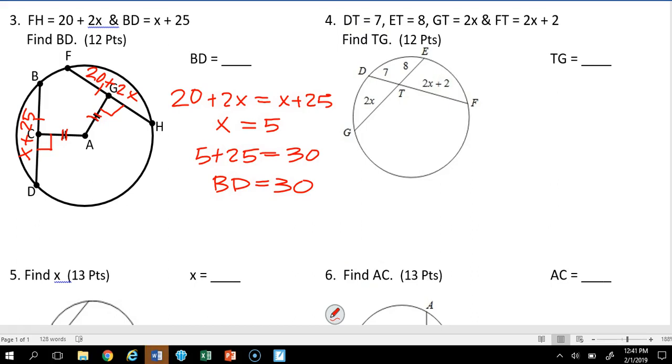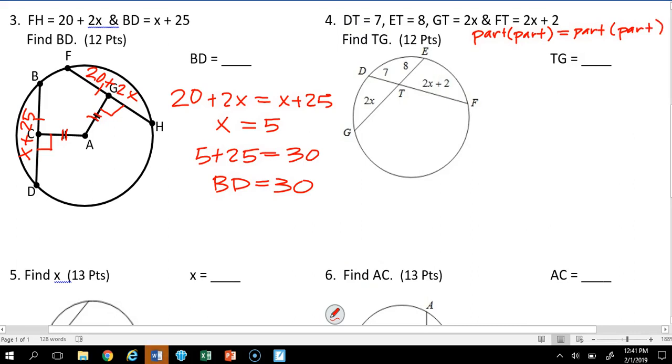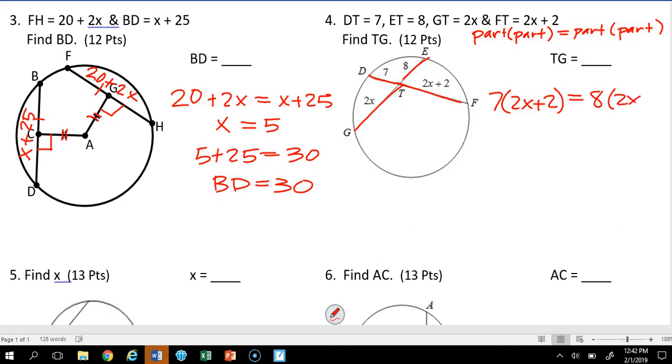So now our property here with number 4, what I taught my kids was part times part equals part times part. And we're talking about parts of the same chord. So here we're going to take the 7 and multiply it times the 2x plus 2, and we're going to multiply the 2x times the 8. So I'm going to say 7 times 2x plus 2, and that equals 8 times 2x. When I do that, I get 14x plus 14 is equal to 16x.